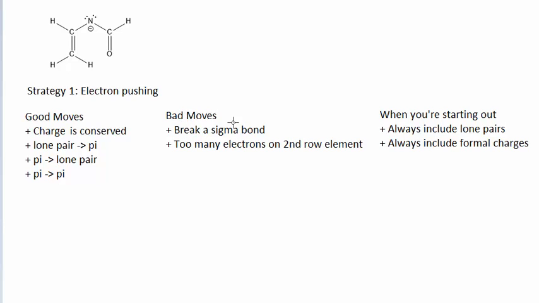Now, how do you know when you screwed up? Well, first of all, if you break a sigma bond, it's no longer a resonance structure, because the sigma framework in a molecule needs to be the same between resonance structures.